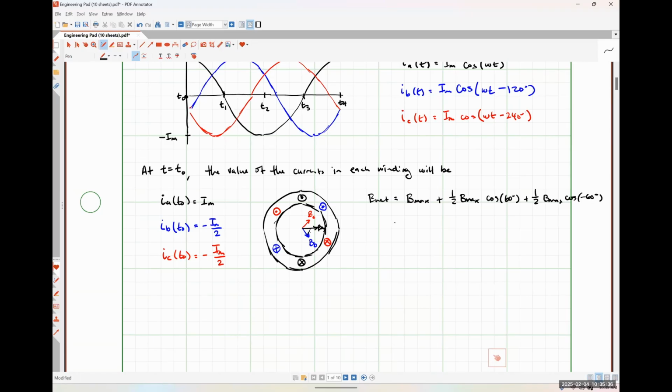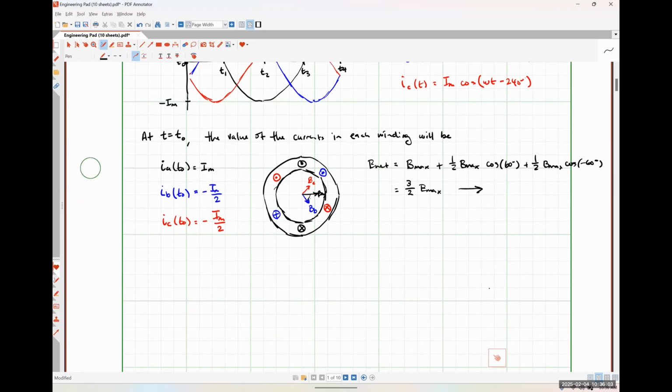And this winds up coming out to be 3/2 times whatever my maximum field is going to be. And I'm going to put an arrow here to indicate the direction of the net field. So our net B field at this particular instant in time is 3/2 of what its maximum value for a single phase will ever generate, and it is oriented to the right.